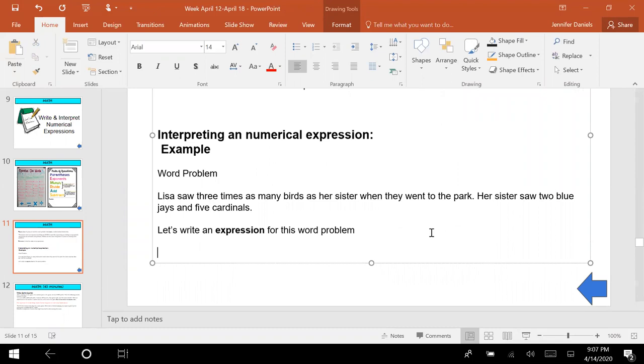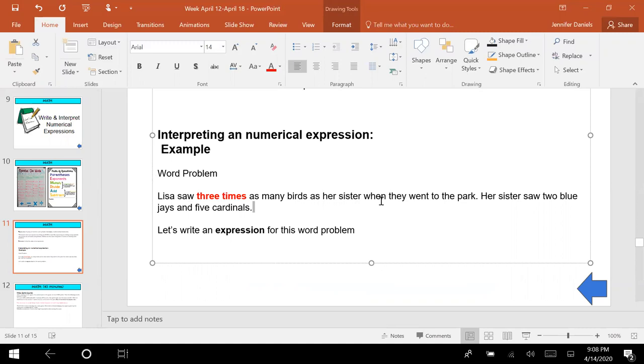It says Lisa saw how many? She saw three times as many. So let's put that in red. Three times as many birds as her sister when they went to the park. Now, of course, this part doesn't matter. It doesn't matter if she saw birds or cars or whatever. So we know this information here is kind of irrelevant, wouldn't you say? It doesn't matter if they're going to the park. This is just extra information to make our word problem sound nice, okay? To tell a story in our word problem.